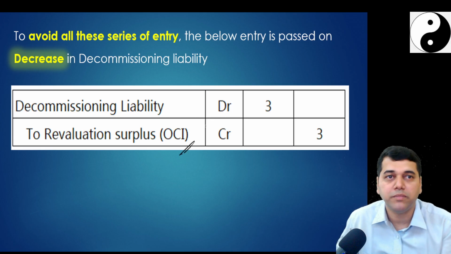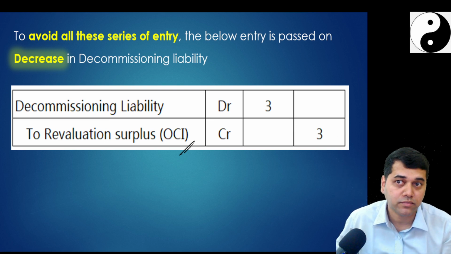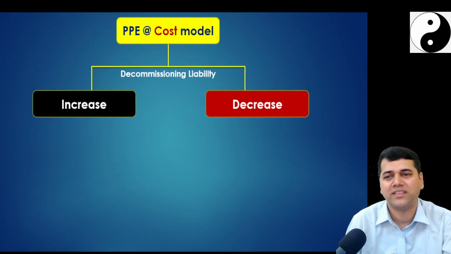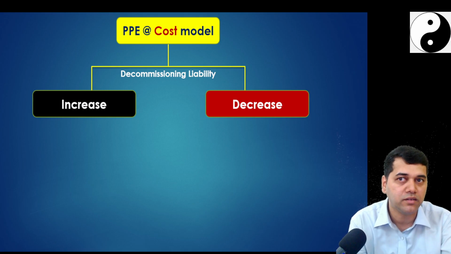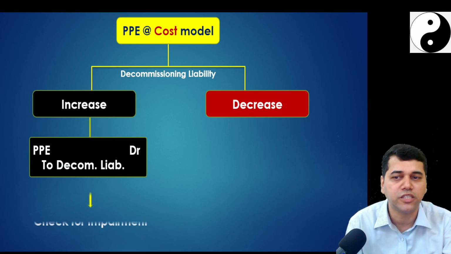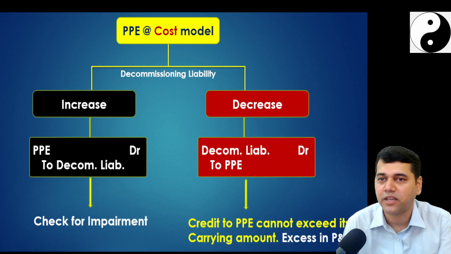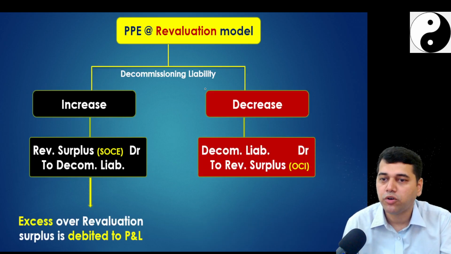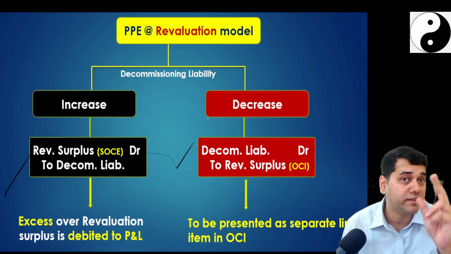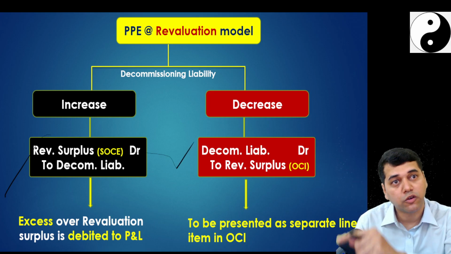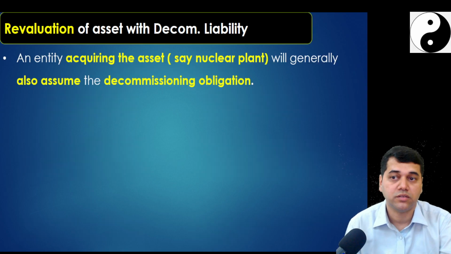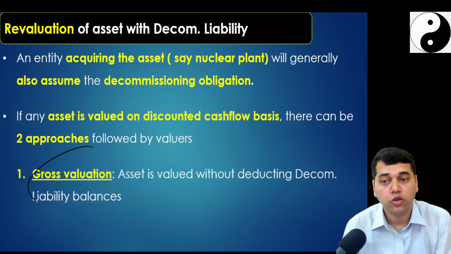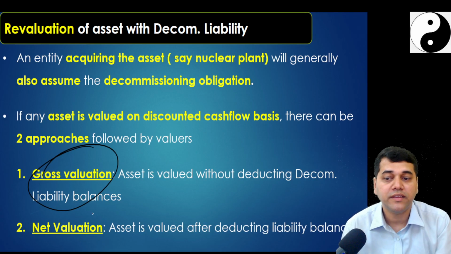This problem doesn't come in the cost model. I hope it's very clear to you why we are doing this. Anyhow, not much relevant for one problem, but academically it's very interesting to know why we pass this entry in the cost model and why we pass this entry in the revaluation model, because there are two examination questions, one followed with cost, another with revaluation. The second problem with revaluation is the approach, gross approach or net approach.